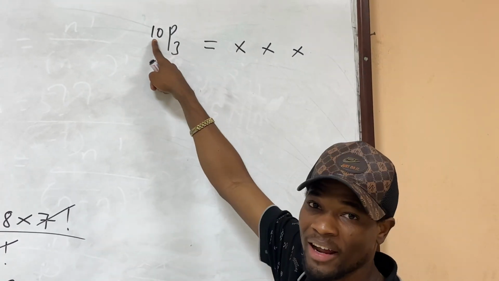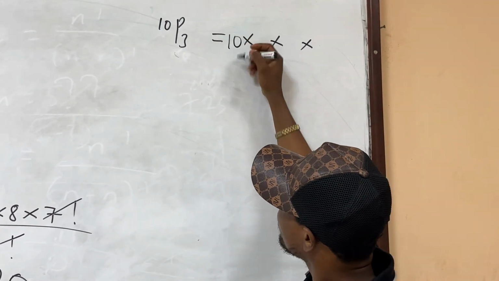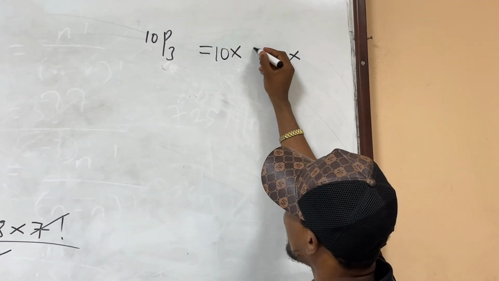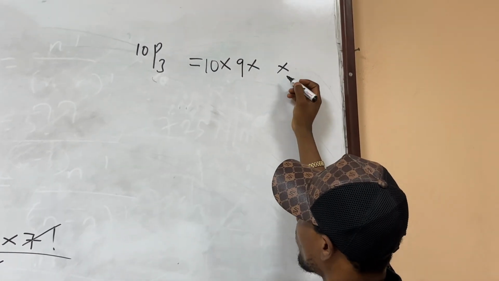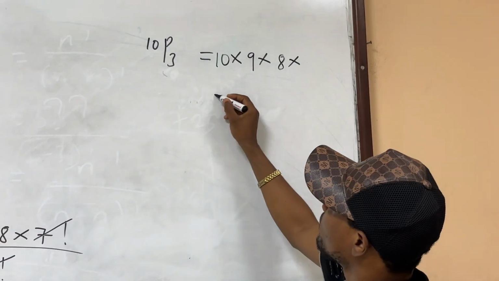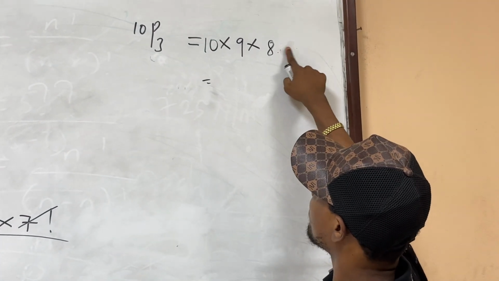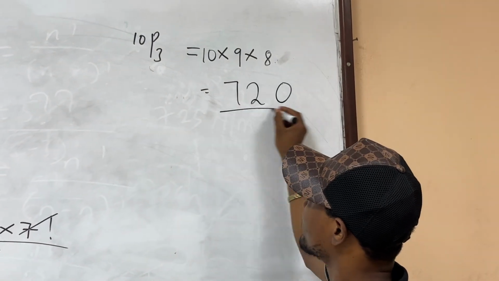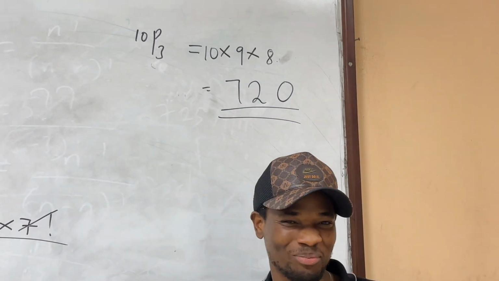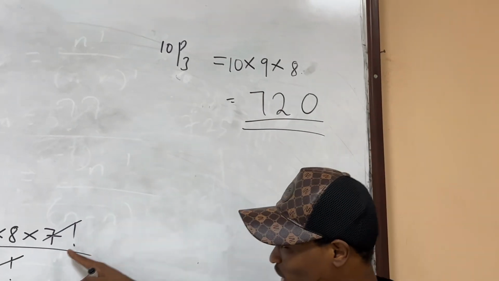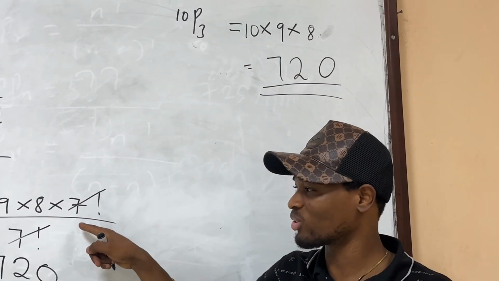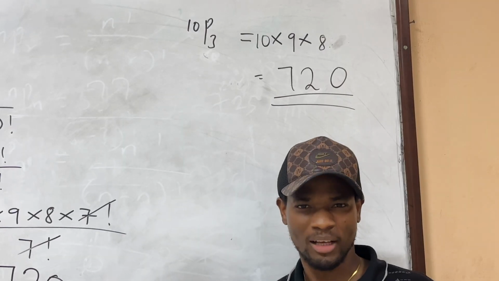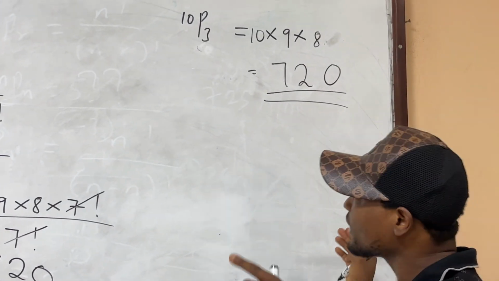Then I have 10 here, so I'll start from 10, then I'll reduce to 9, then reduce to 8. If you multiply this by this by this, what are you getting? 720. As simple as that. So this is equal to that. You see how easier it is.